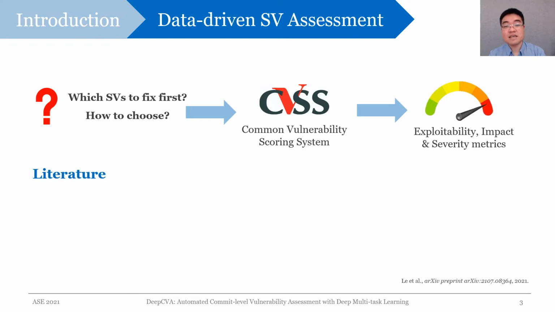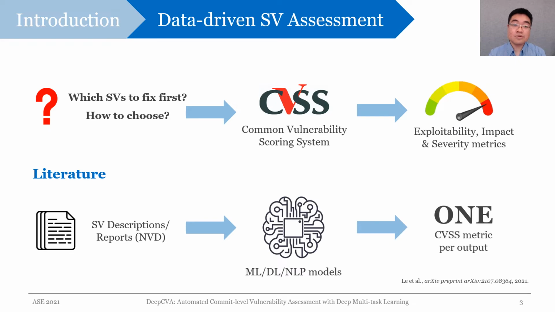Thus, over the last decade, there's been a rise in the literature to automate this process. Specifically, thanks to the emergence of large-scale vulnerability data in the wild, many studies have proposed data-driven methods, leveraging machine learning, deep learning, and natural language processing to predict these metrics. Currently, most of the studies have focused on using the vulnerability description or reports in large vulnerability databases like NVD, National Vulnerability Database, to determine a single CVSS metric at a time.